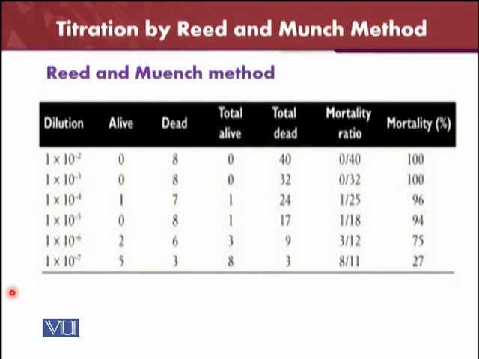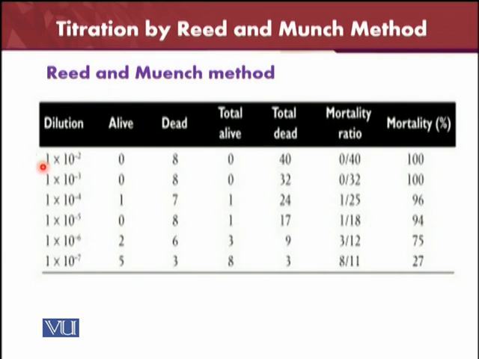Again, to describe the details, the table is quite clear, and you can see the dilutions which were used. Of course, the total number of mice used was 8, so we can see how many mice died and how many were alive. First is alive in this dilution, and these were the dead, and then the total alive, total cumulative, and the total dead, and then the mortality ratio, and then the mortality percentage at the end, and then we can put it in the Reed and Muench formula.